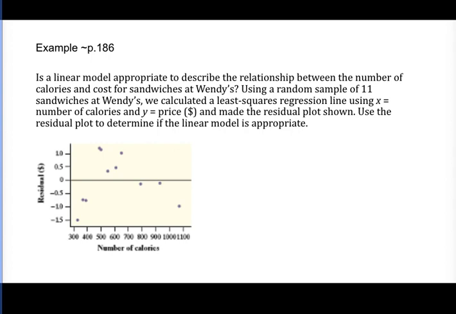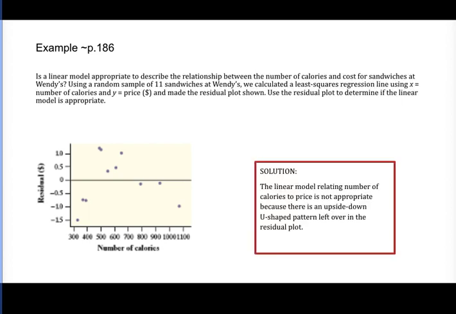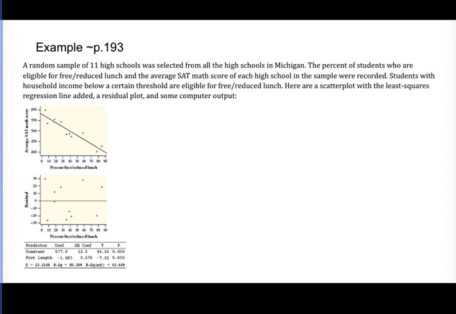Okay, it doesn't have to be perfect, but if you can follow it and you can predict where it's going, that means that there's a pattern, right? So I can see that it's going up, and then it goes down. So because we have an upside down U-shaped pattern, that means that this model is not appropriate for what we're looking for. Okay? Let's do one more.